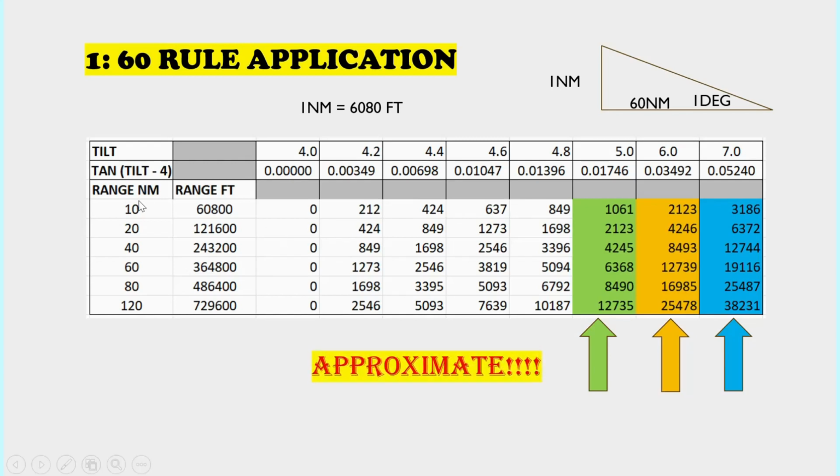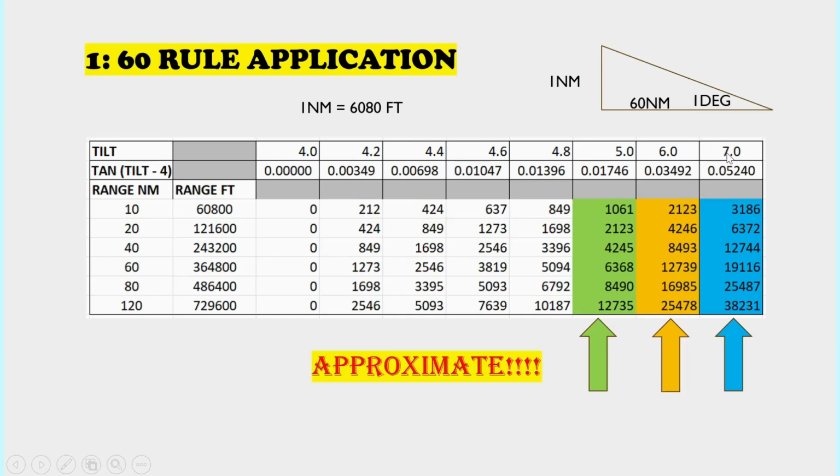Okay, at 20 nautical miles, a 1 degree tilt will be 2,000. At 40 nautical miles, a 1 degree tilt will be 4,000. Similarly, at 10 nautical miles, a 6 degree tilt will be 2,000, because 6 minus 4 is 2 degrees off. And so on and so forth. At 7 degrees, 7 minus 4 is 3, it will be around 3,000.